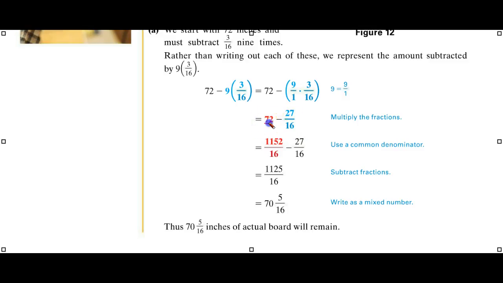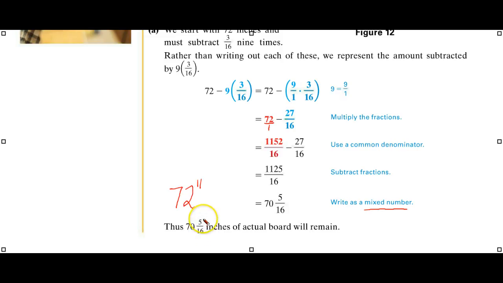But again, this is over 1. So our common denominator will be 16. When we multiply 72 by 16, we get this. We now do our subtraction. We get this over 16. And then convert it back to a mixed number. So our original board that was 72 inches now becomes this.